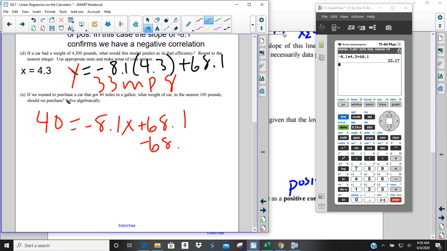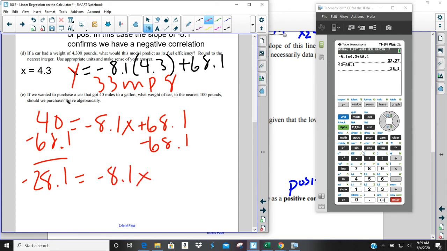How are we going to do this? Subtract. So 40 minus 68.1 is negative 28.1, equals negative 8.1x. Then we're going to divide by negative 8.1. This is how it's going to become positive, right? Because we can't have negative weight. And we're left with 3.4691 equals x. They want us to round to the nearest 100 pounds.